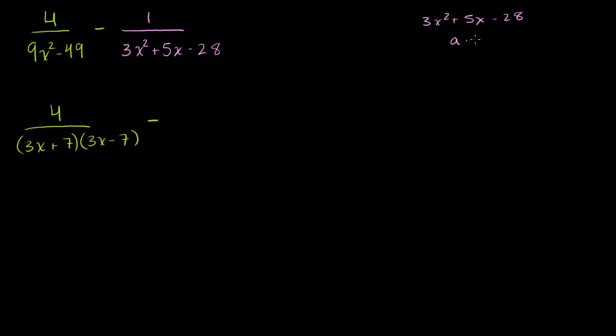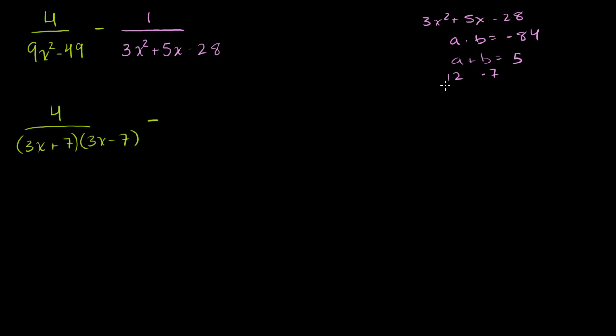I need to find two numbers that when I multiply them, I get 3 times negative 28, which is negative 84, and a plus b should be equal to 5. So what numbers? Well, this is 7 and 12. This is your times table. 7 times 12 is 84. So if you make this a 12 and you make this a negative 7, then it works. 12 minus 7 is 5. 12 times negative 7 is negative 84.